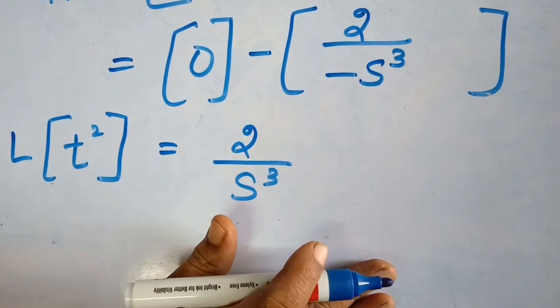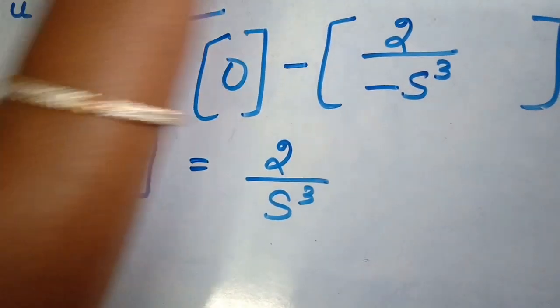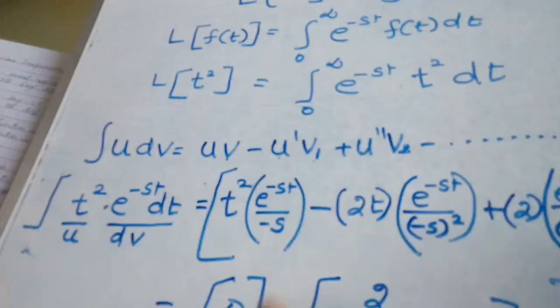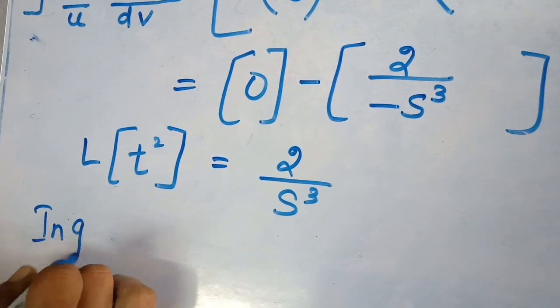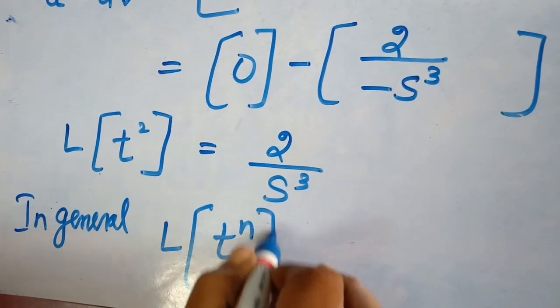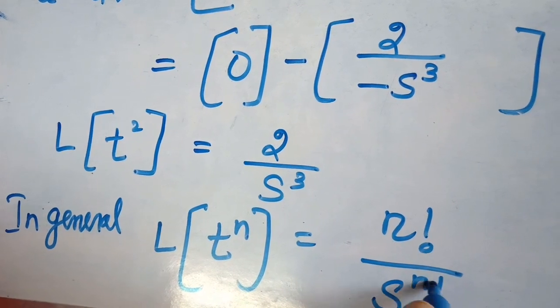So you need not worry if you forget the formula. You can simply substitute the value of f of t in the definition of Laplace transformation. You can simply derive the solution. So in general, Laplace transformation of t power n is n factorial by s power n plus 1.